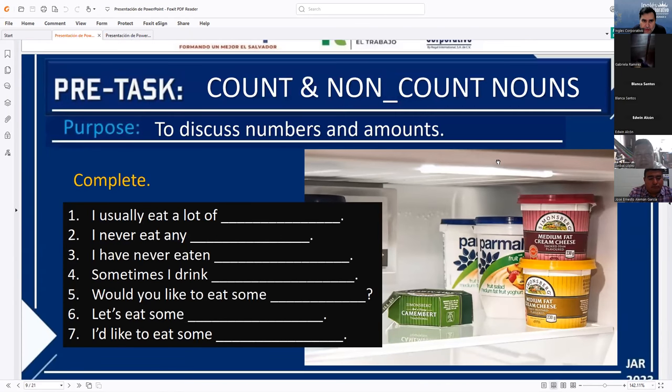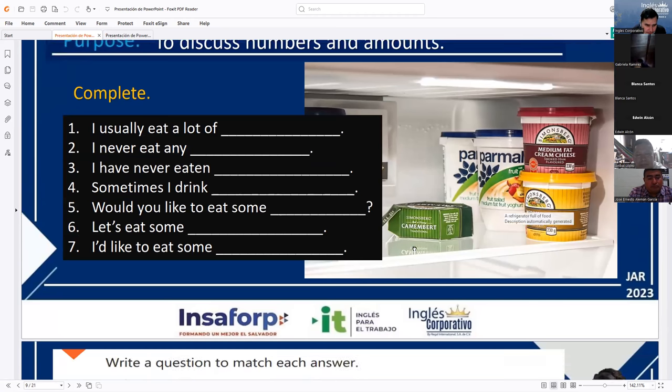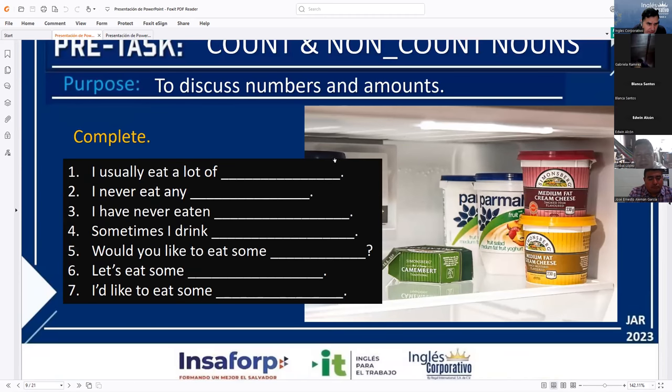Count, non-count noun. We normally say like this: I usually eat a lot of beans. I usually eat a lot of rice. I usually eat a lot of chicken, right? But I never eat any caviar. Or I never eat any bananas, okay? Why not?